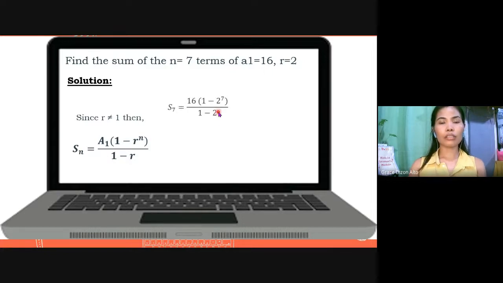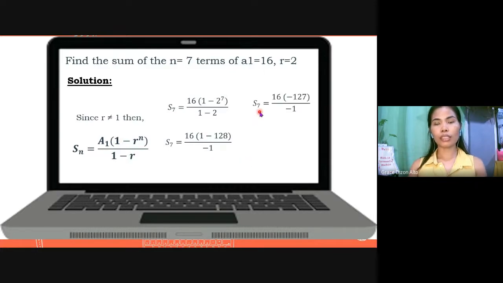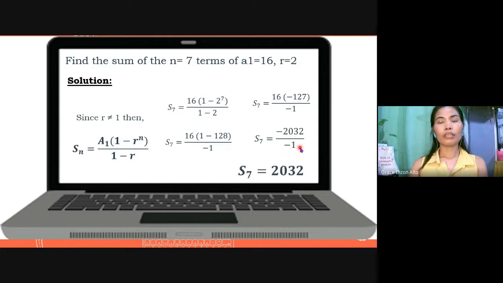Substituting all the given, minding the subtraction signs here. Since our r is positive, then just substitute. So 2 raised to 7 is 128. 1 minus 128 is -127. Times 16 divided by 1 minus 2, which is -1. So -127 times 16 is -2032, divided by -1 is +2032. Therefore, the sum of the 7 terms, which starts with 16 and with a ratio of 2, is 2032. All right.